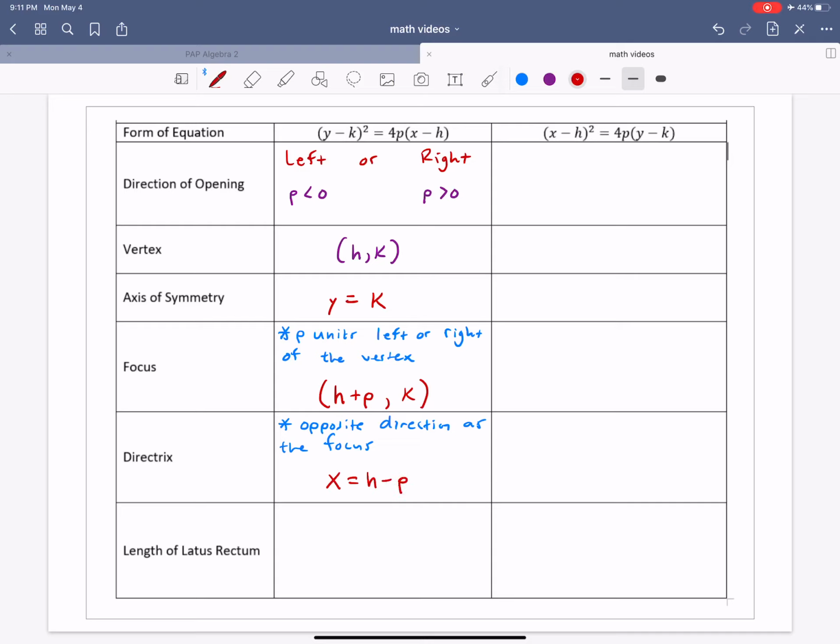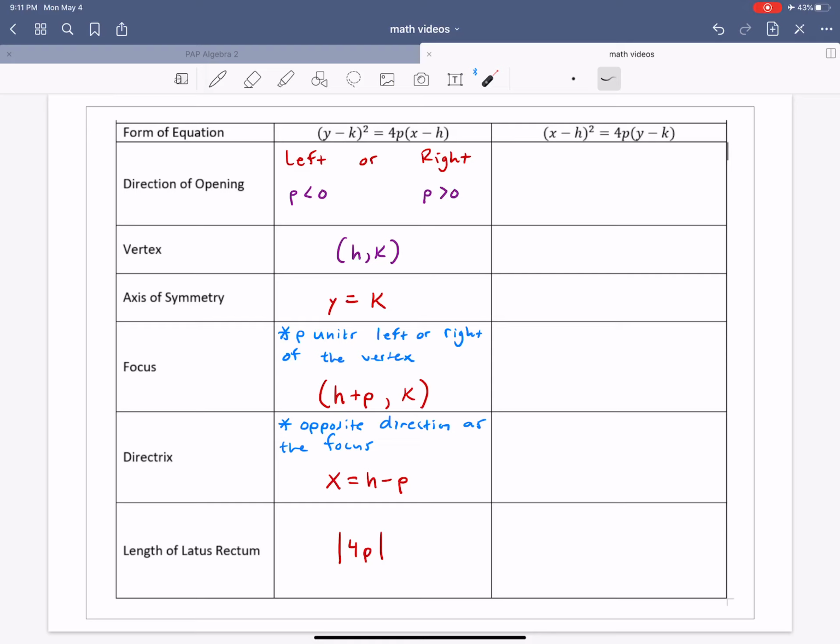So the directrix, remember, is a line on the exterior, the outside of the parabola. It's going to be x equals h minus p. And lastly, the length of the latus rectum. Hopefully you got all your giggles out of the way when we labeled it on the graph. The length of the latus rectum is going to be the absolute value of 4p. So you find whatever that numerical value is, take the absolute value of it, and that's the length of your latus rectum.